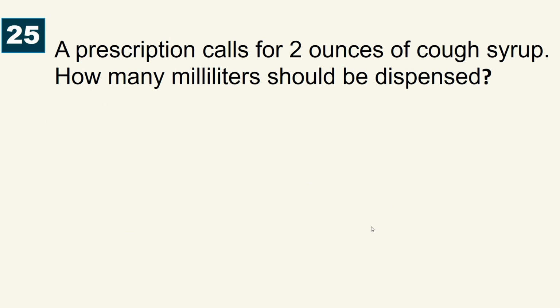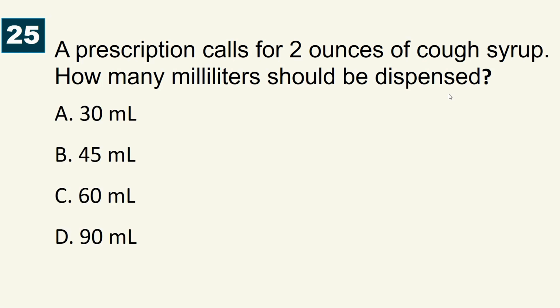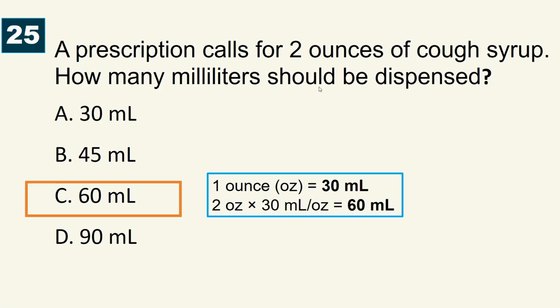Next, a prescription calls for 2 ounces of cough syrup. How many mL should be dispensed? A. 30 mL, B. 45, C. 60, D. 90. The correct answer is: 1 ounce equals 30 mL. So 2 ounces will be 60 mL.